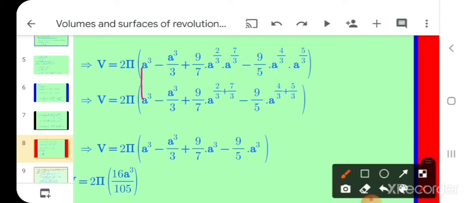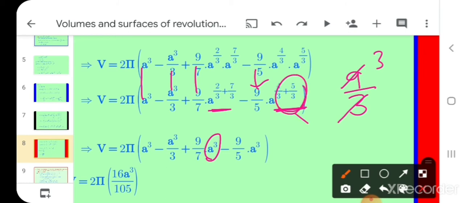Next, same a cube, minus a cube by 3, 9 by 7. Here I add the powers. Same 9 by 5. Here also I write adding powers. 2 by 3 plus 7 by 3 means 9 by 3. Okay, now LCM. What is LCM here? 3. So we add 2 plus 7, 9. 9 by 3 means 3 3 is 9. So we get a cube here.